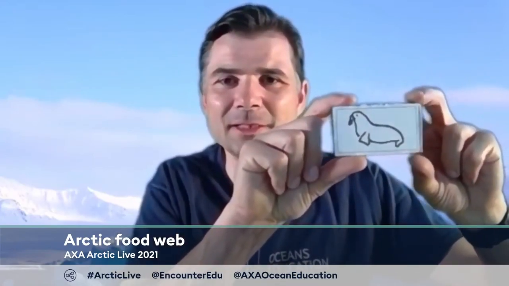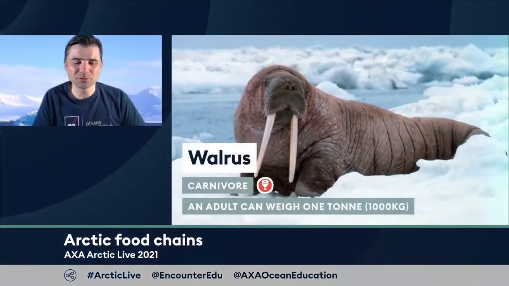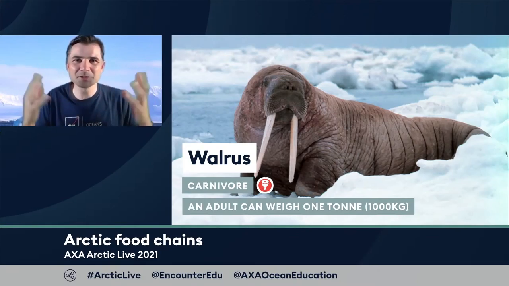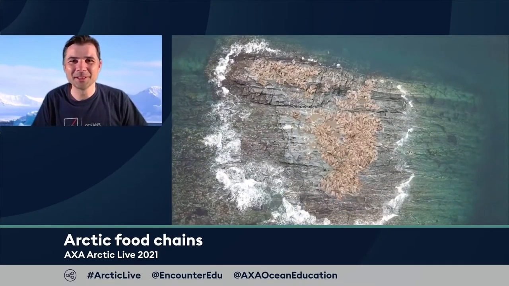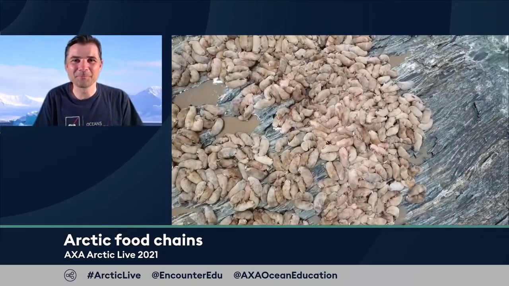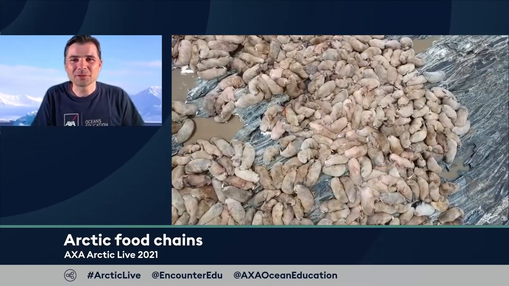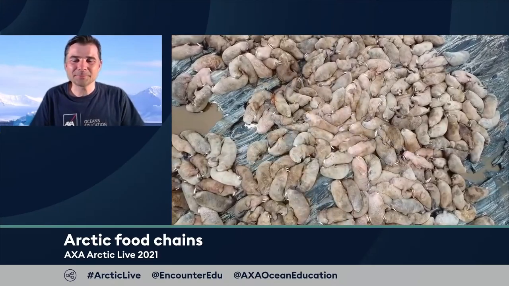And last, but by no means least, we have the walrus. And the walrus, if we were up in Ny-Ålesund, down this bit of coast here, down that way, there is a walrus colony. Big tusks for the adult males. Whiskers, as they dive down, they use the whiskers to feel around the bottom of the sea for their food. And that's just a brief description of some of the living things that you can find in the Arctic.